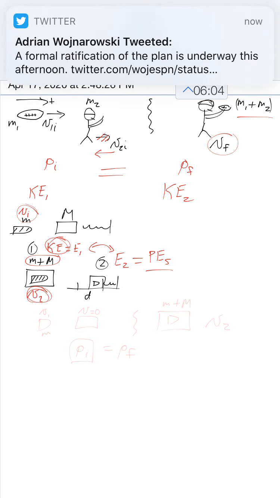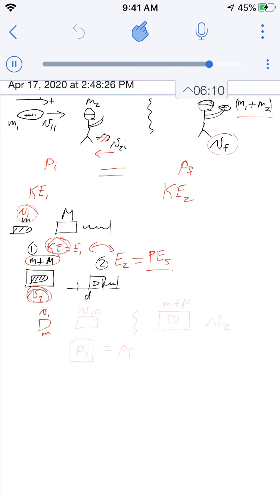I'm going to have V initial for the bullet, velocity equals 0 for the block, and then there's a collision, and then that block-bullet combo, which has a mass of little m plus big M, has a velocity v2. Using conservation of momentum, you've got P initial equal to P final. So you actually have to work backward in time. Once you have that P initial, then you can find the initial velocity of the bullet.